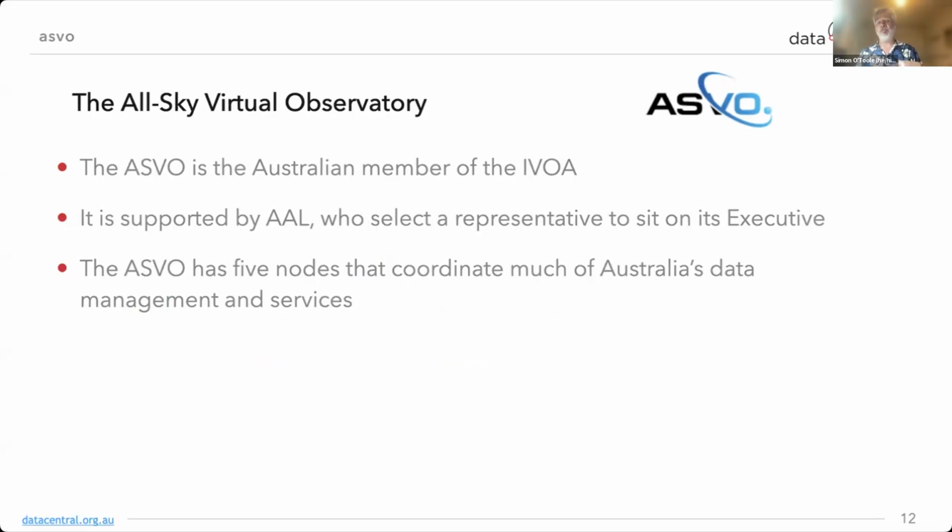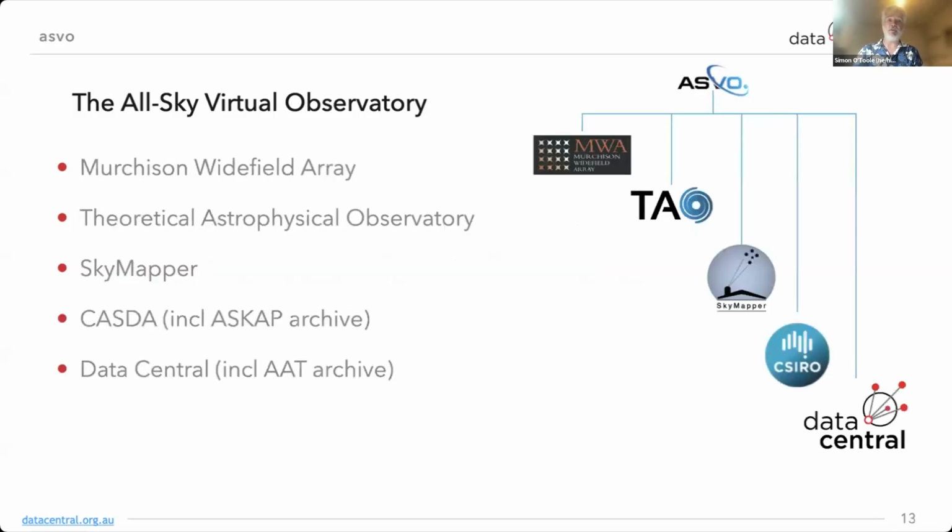The ASVO has 5 nodes, so it's a distributed data model, and we coordinate much of the data management and services. SkyMapper is in fact one of those ASVO nodes. The MWA, which provides data sets like GLEAM, GLEAM-X, LoBES, and various others, has a node. The Theoretical Astrophysical Observatory, or TAO, which is a cosmological simulations system, is also part of the ASVO. And CASDA, which includes the ASKAP archive, holds data sets such as EMU and WALLABY.